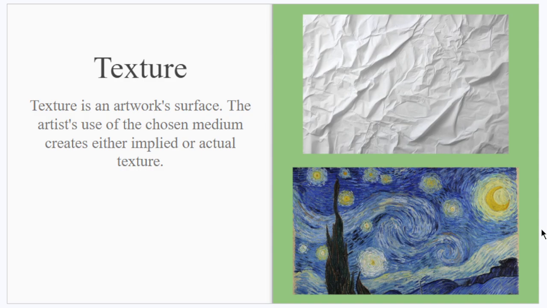Now, with the one below, the Starry Night, that is implied texture. You look at it and you feel like it would be extremely bumpy, with all those ridges and bumps. But in reality, it's not.